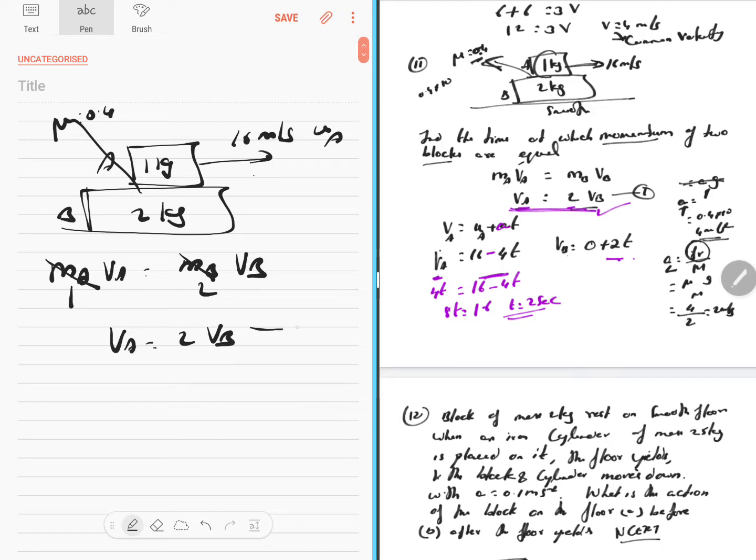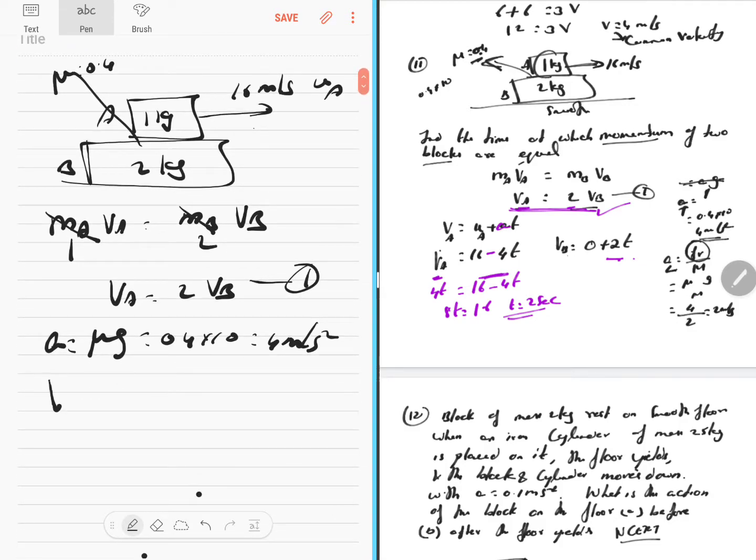Let's calculate the acceleration of the top block, because the top block should not slide over the bottom block. It has to pull the bottom block with it, which means a is equal to mu into g, which is 0.4 into 10. So 4 meter per second square is the acceleration of the top block. Once you know that, you can say VA is equal to UA plus a into t, which is 16 meter per second, minus acceleration, minus 4t.